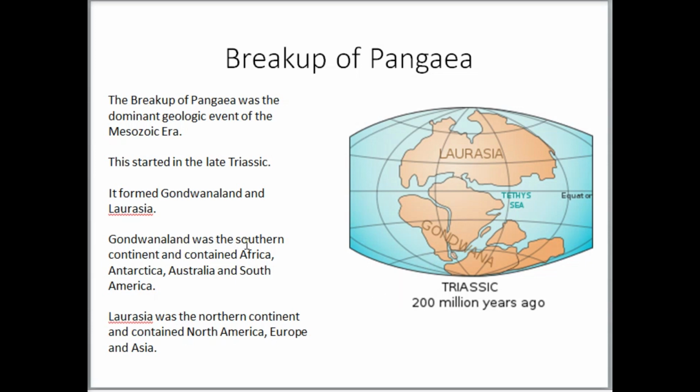Gondwana land was the southern continent and contained Africa, Antarctica, Australia, and South America. And Laurasia was the northern continent, which contained North America, Europe, and Asia. So before you had Pangaea, now it's starting to break up, and you've got these little channels of water forming as well. Okay, so that's what was happening in the Mesozoic era.